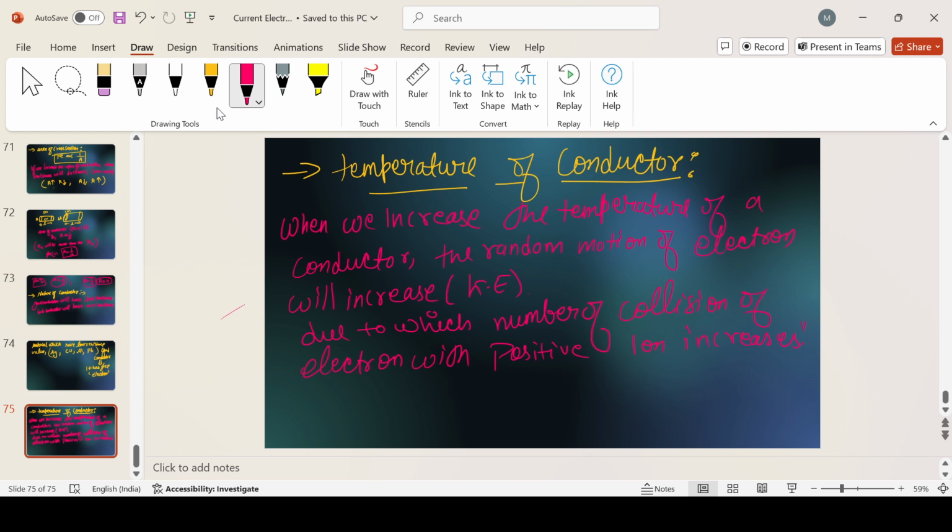So what will happen? Suppose this is a conductor, and this is positive charge, this is positive, this is positive, suppose, and the electrons are moving and striking here, then striking here, striking here. So what is happening? When there is more collision, that means the path of the electron will be slowed down. Due to which what will happen? Resistance will increase.